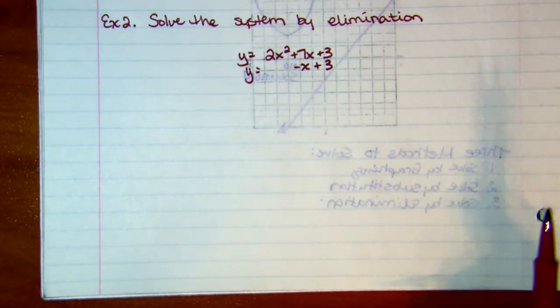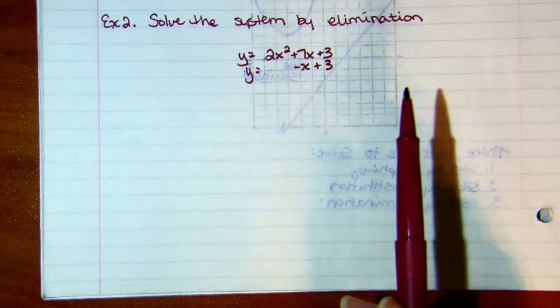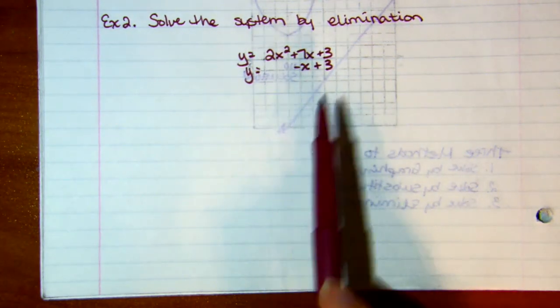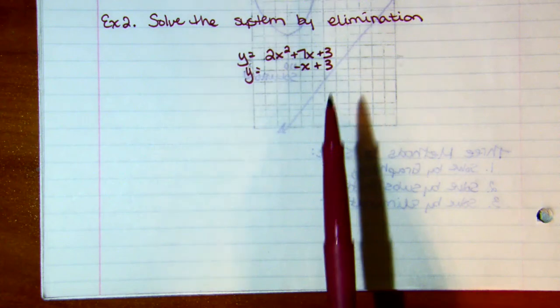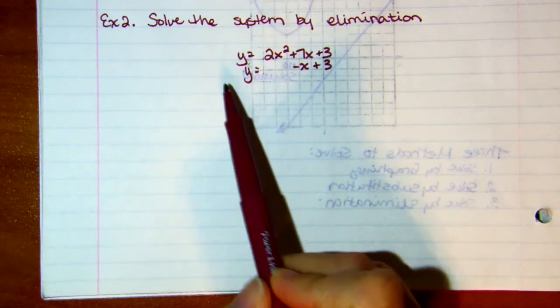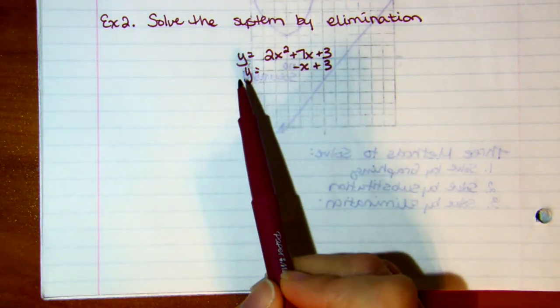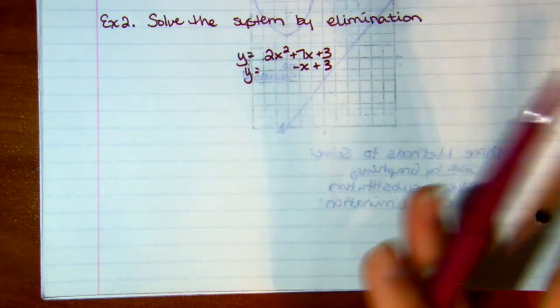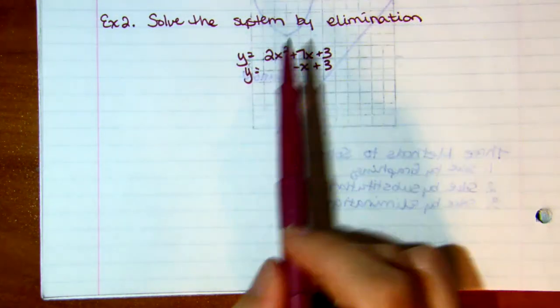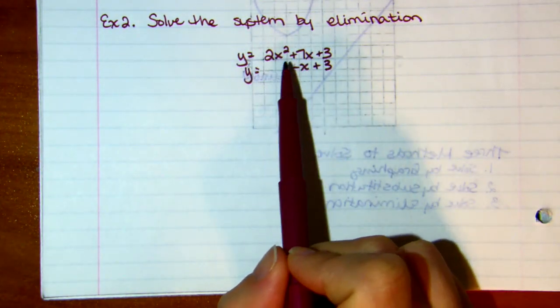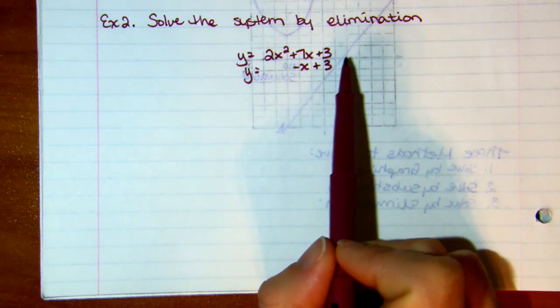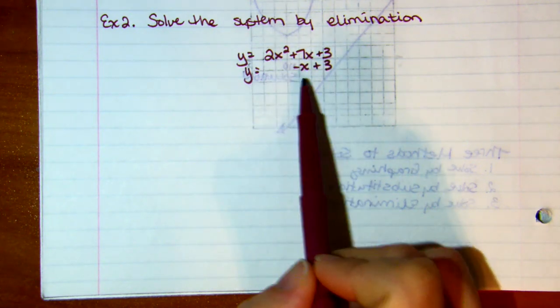So here is our second example where we're going to solve the system by using elimination. And it turns out these are actually really easy to do because we already have y's that are equal to each other. So y is going to be super, super easy to eliminate here. So our system is y equals 2x squared plus 7x plus 3. The other is y equals -x plus 3.